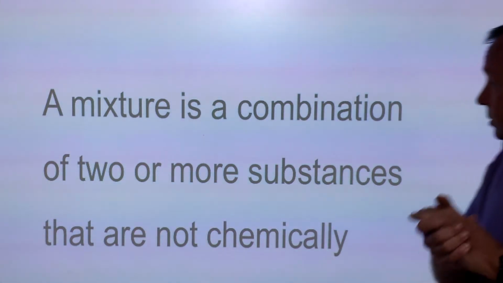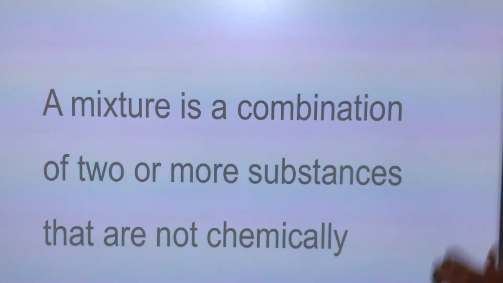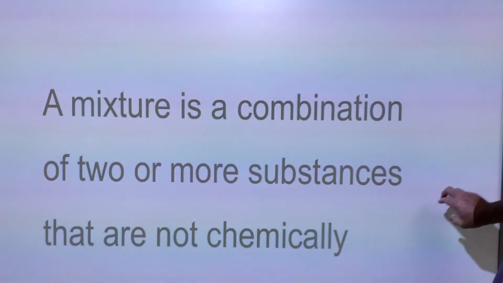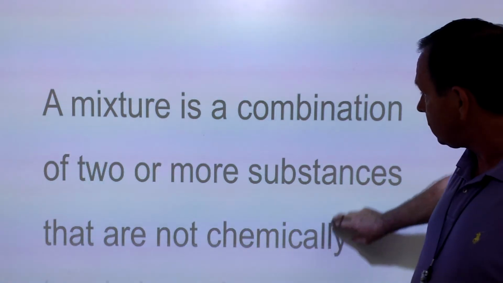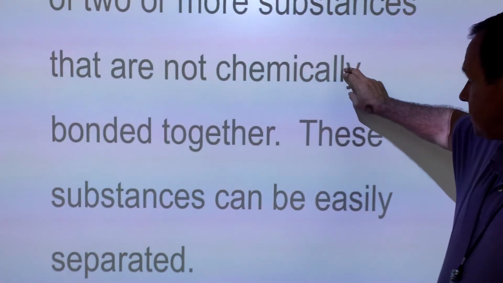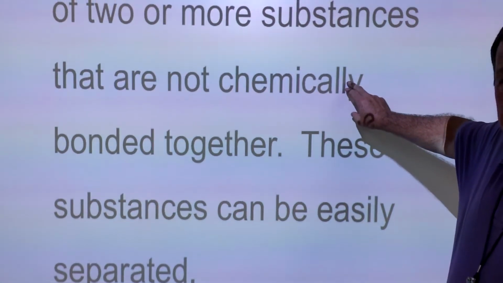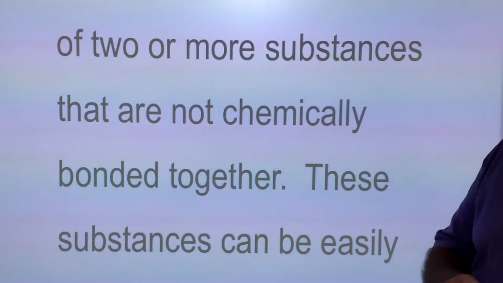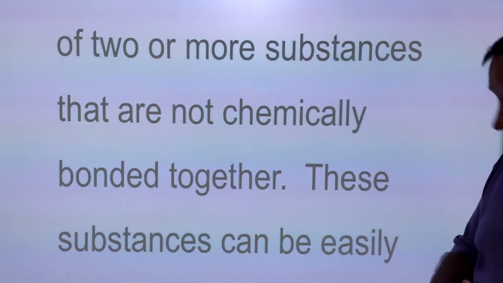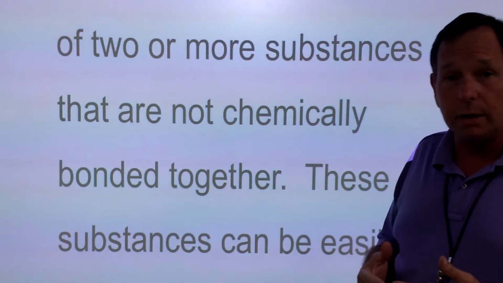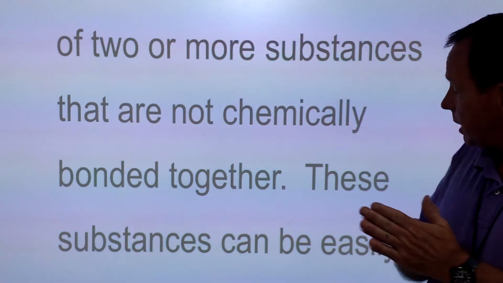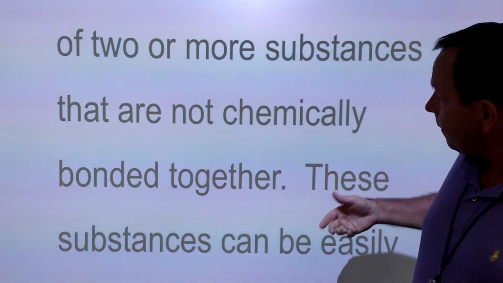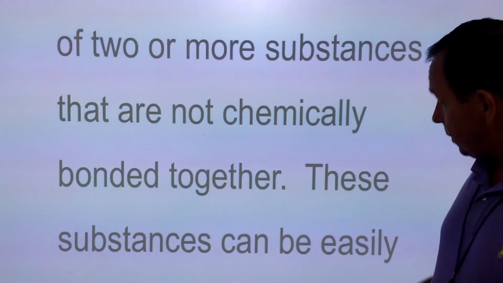Alright, first, a mixture is a combination of two or more substances that are not chemically bonded together. These substances can be easily separated. We're talking about things like sugar in iced tea. The water, the iced tea, and the sugar, that's all a mixture. They are not chemically combined together, and so they can be easily separated.